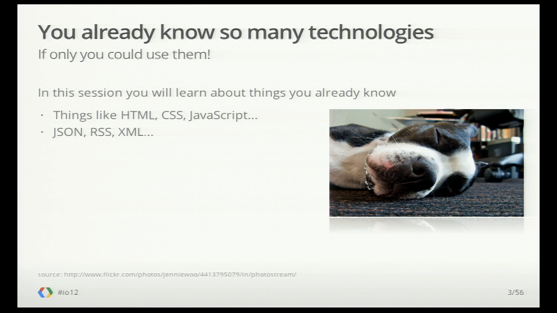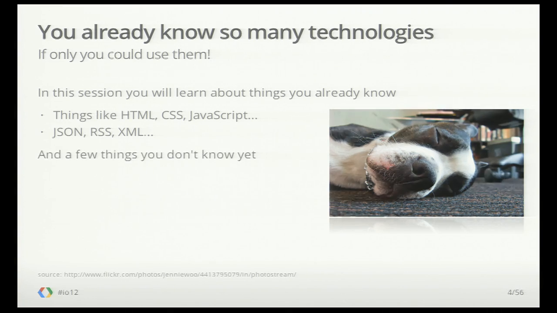OK. So use what you know. You already know a lot of stuff. You're sitting in this room. You're at a Google Developer Conference. You probably know a few things like HTML, CSS, and JavaScript, and JSON, RSS, XML. These are not new words to you, certainly. And what you don't know is how to use this stuff in Google Apps Script.